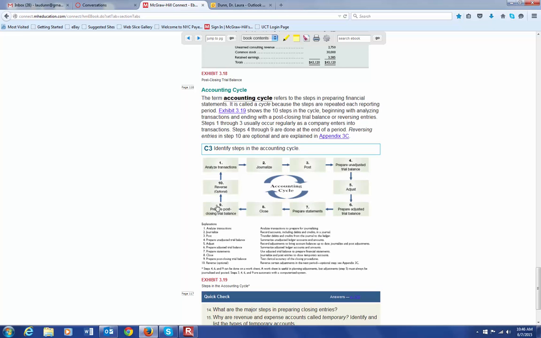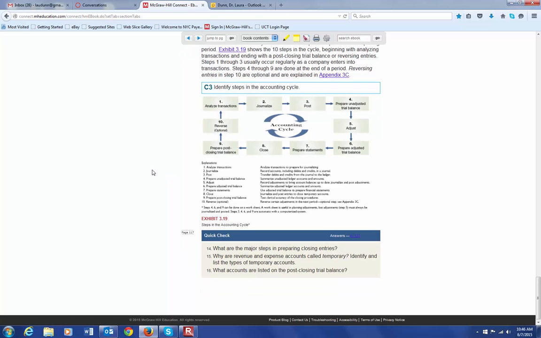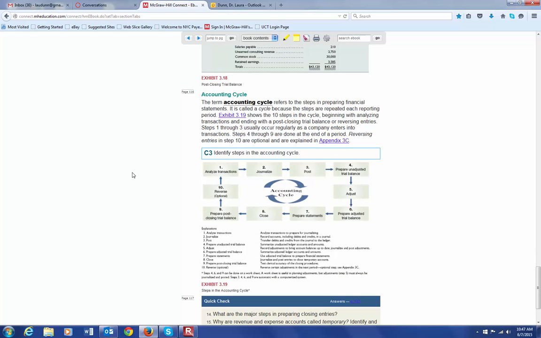This idea here of reversing entries will be something that we'll talk about later in the semester. But that is the accounting cycle that you're completing in every single period. So each of these steps has to happen in the order in which you see them here in order for you to make sure that your accounting statements, your financial statements, are accurate. Okay, that's the end of chapter 3. There's a lot of material in this chapter that's very important for you to understand because everything else in the rest of the semester is going to build upon what you've learned here.